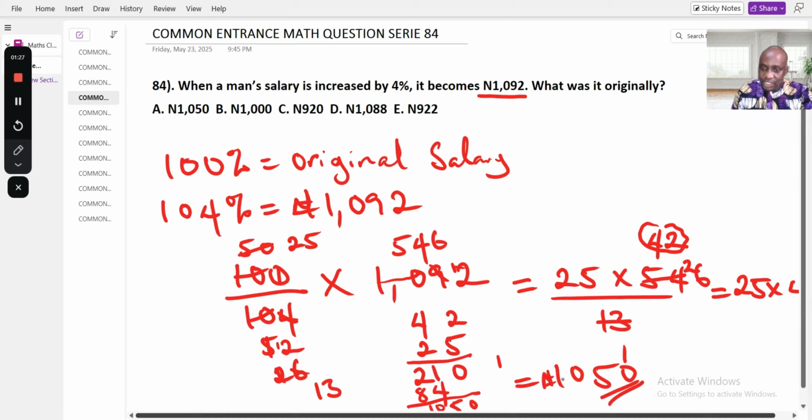The original amount before increment is 1050 naira. By the time you multiply this by 1.04, it will give you back the amount of the salary. So our final answer before the increment of 4% is 1050, which is A. Final answer is A. Let's move to the next question.